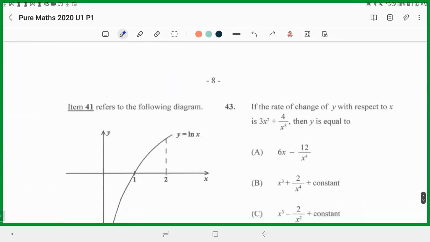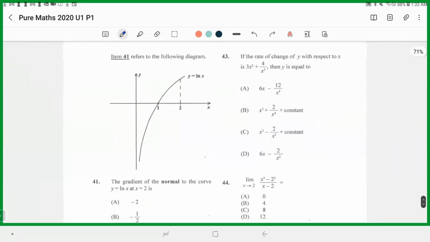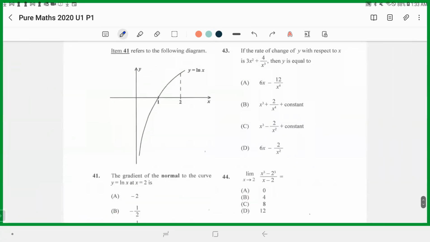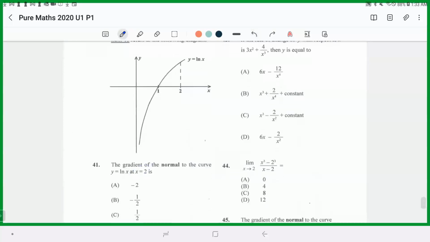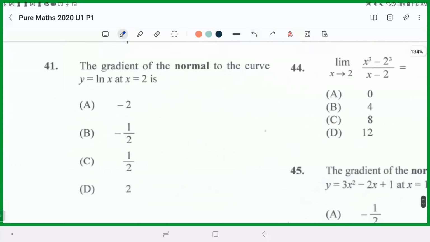Number, this one now. It says the gradient of the normal to this curve at x equals 2. All right, so we need dy by dx. The gradient of the normal we want of this function. The gradient of the tangent is dy by dx. How do you differentiate ln? Differentiate the x, you get 1, put it back over itself. That's the gradient of a tangent.